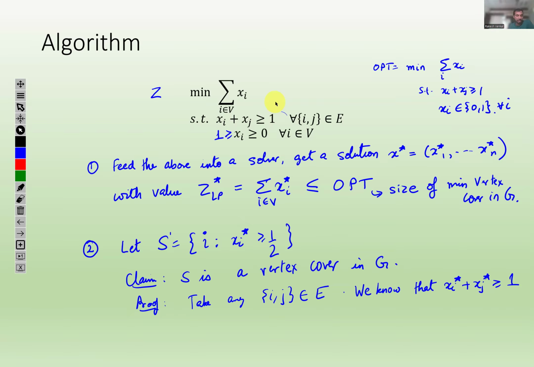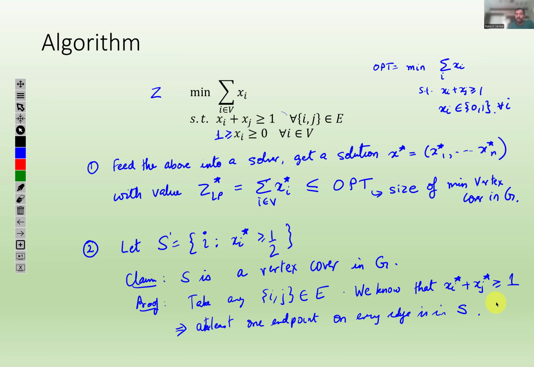We know that xi star plus xj star is greater than or equal to 1. And what does that mean? That implies that at least one endpoint is selected. Because this is greater than or equal to 1, one of them has to be greater than or equal to half. If both were less than half, the sum could not be greater than or equal to 1. So that tells me that S is a vertex cover.